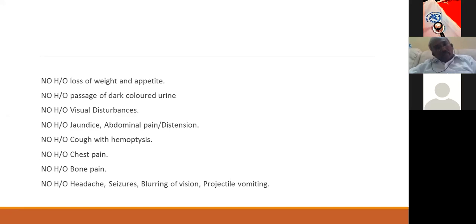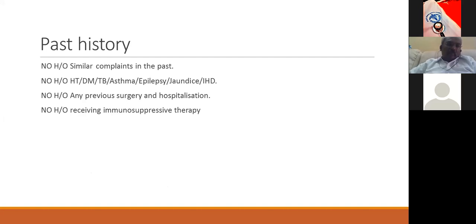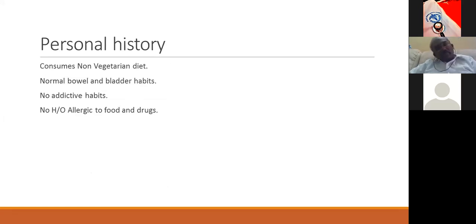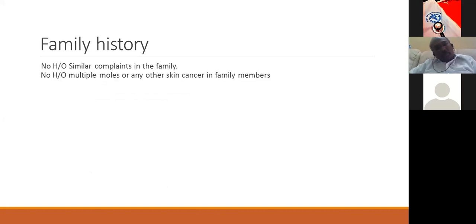There's no history of visual disturbances, no history of jaundice, abdominal pain, and abdominal distension, no history of cough with hemoptysis, no history of chest pain, no history of bone pain, no history of headache, seizures, blurring of vision, and projectile vomiting. Past history: the patient has no history of similar complaints in the past. The patient is not a known case of diabetes, hypertension, TB, or asthma.